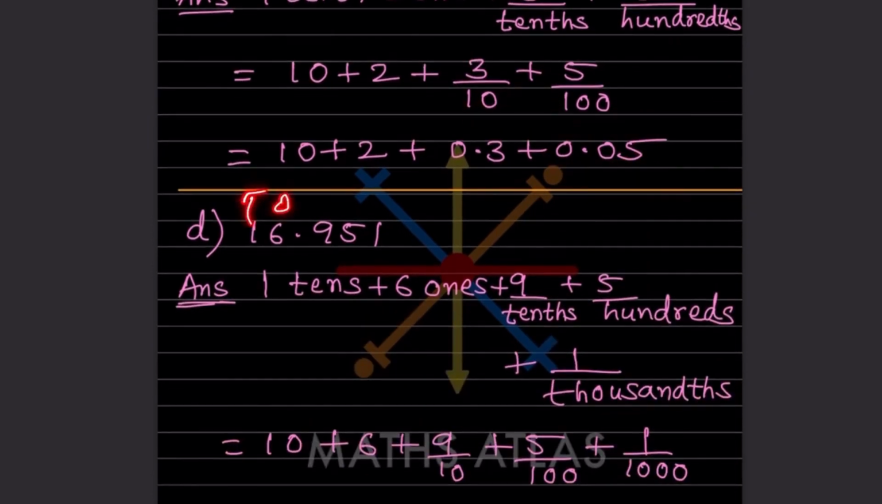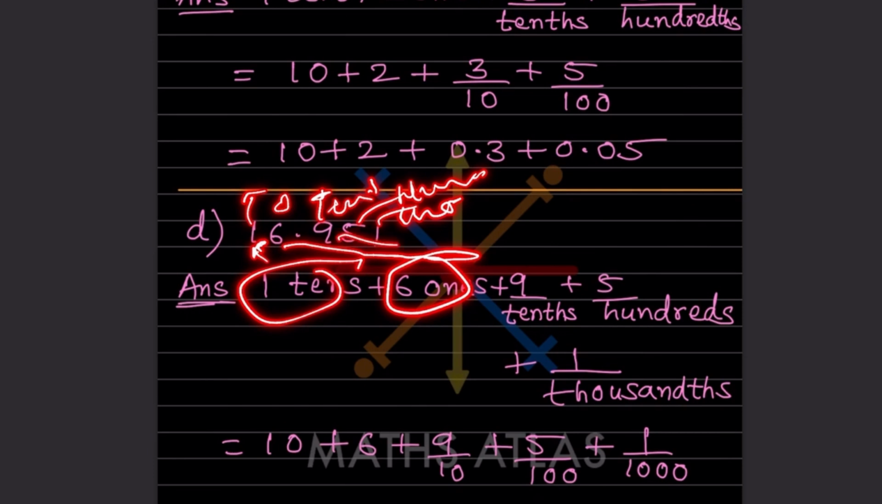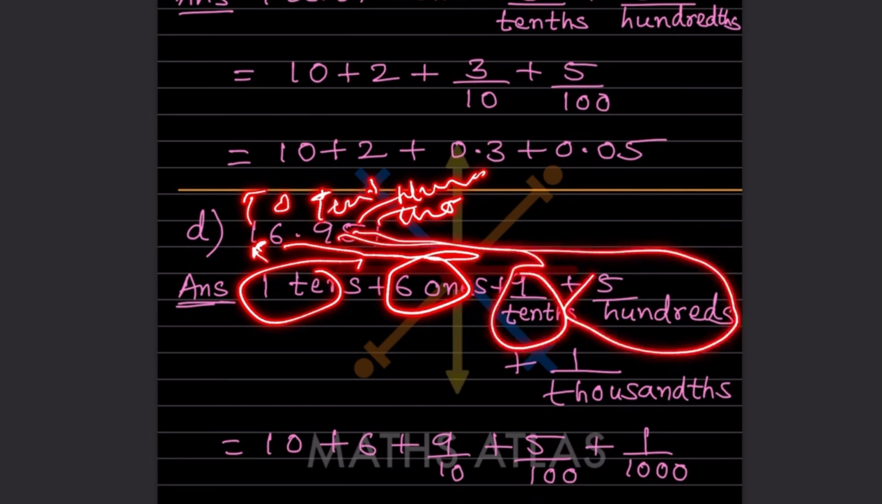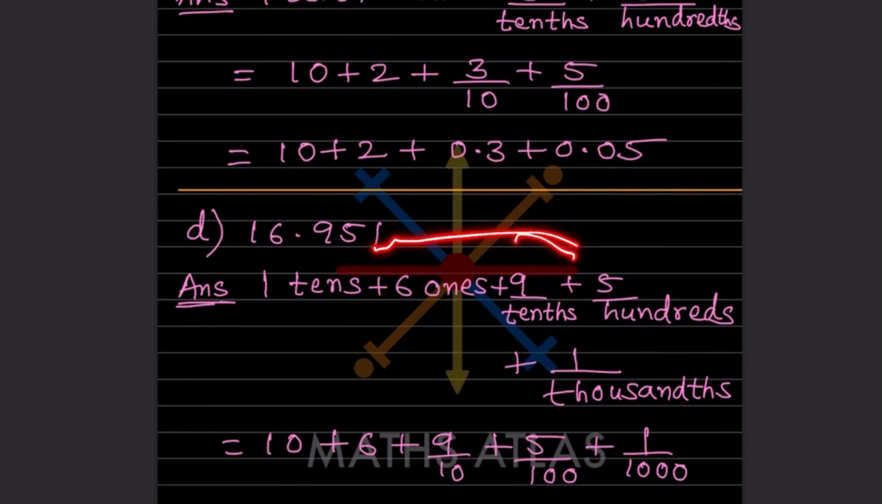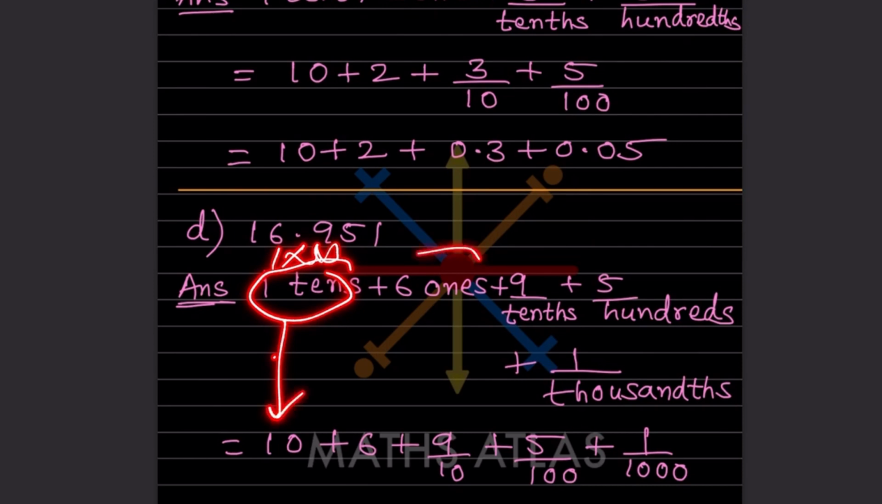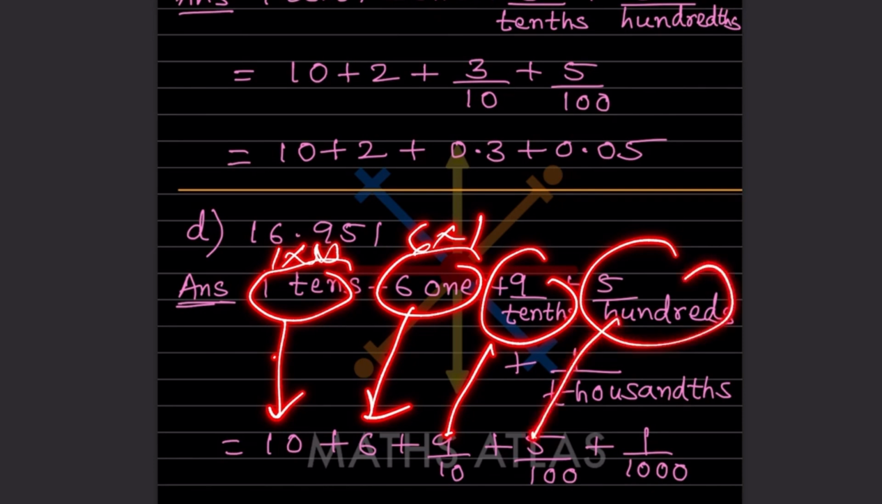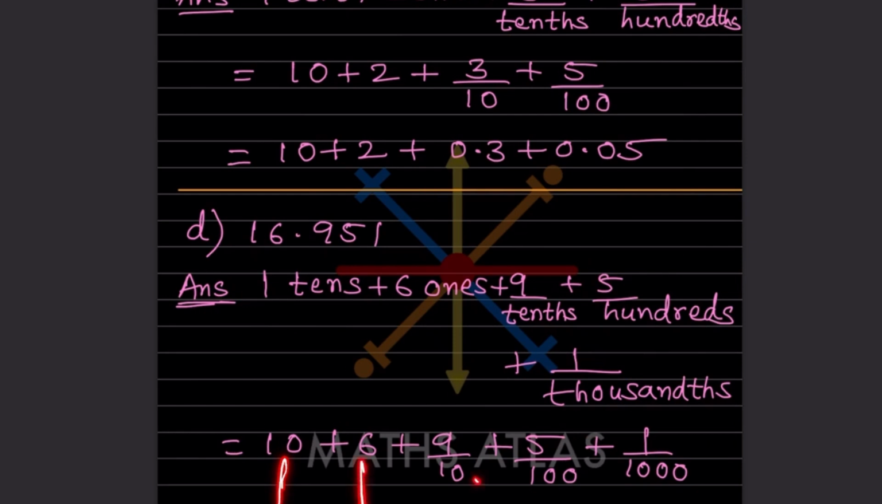Now again here ones, tens, and this is the tens, hundreds, and this is the thousands. So 1 tens, 6 ones, 9 tens, 500. And sorry for this one left, that is the 1000. So here 1 into 10, that will be 10. 6 ones, 6 into 1, that will be 6. 9 tens, 500s. This one will be 10 as it is. 6 as it is, 9 by 10 means 0.9, 5 by 100 means 0.05, and 1 by 1000 means 0.001.